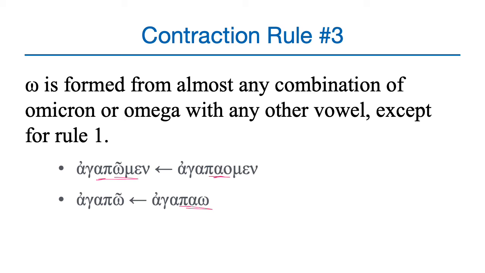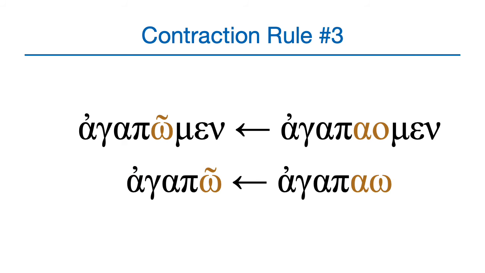So agapomen: the stem is agapa, connecting vowel is omicron, personal ending is men. The alpha and omicron contract to omega. Agapomen. Agapo is first person singular. The stem is agapa, and the connecting vowel is omicron. There's no ending for first person, so the omicron lengthens to omega. So alpha plus omega is omega. Okay, so you see agapomen comes from agapaomen.